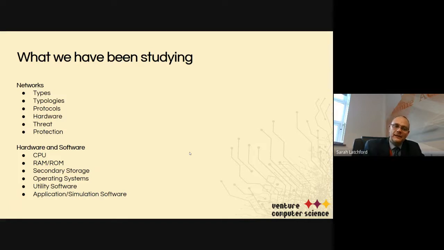So there will be a little bit of, in component one, for example, a little bit of networks, a little bit of hardware and software, a little bit of data representation and so on. And then for component two, there'll be a little bit of algorithms, programming constructs, programming knowledge, a little bit of things like Python programming. So it breaks it down into smaller chunks. So this is, like I said, what we've been doing since September up till now.